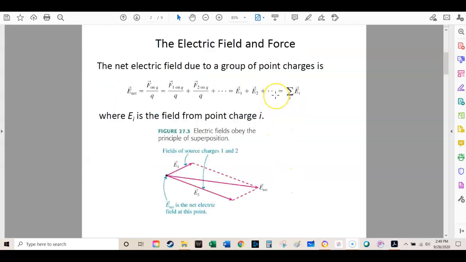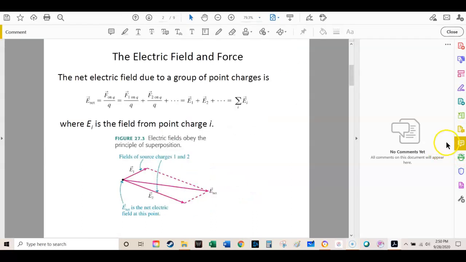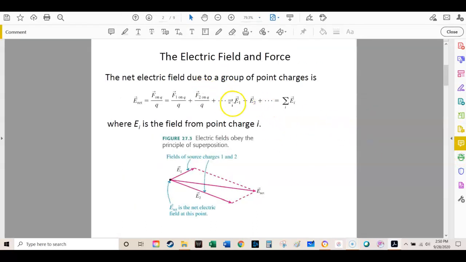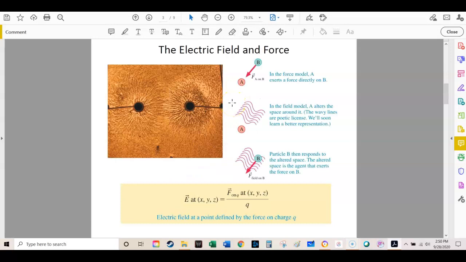Let's get started. So, how do electric fields and forces become unified? Well, what we found out earlier is this: to find the basic electric field, if you're given a force equation, to find the electric field at that point, you would just divide out the other point charge that was creating the force.